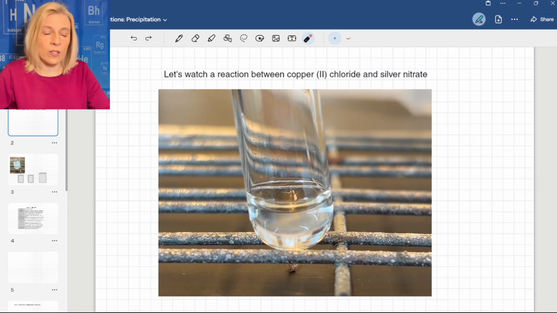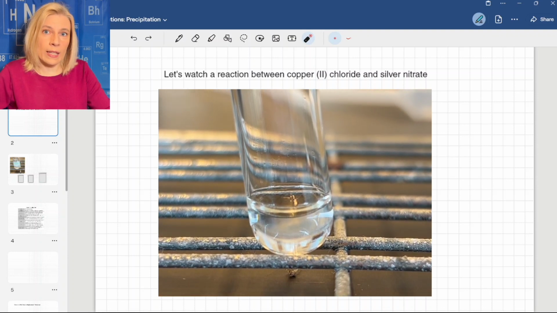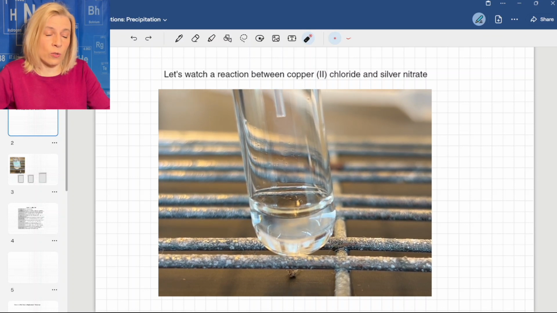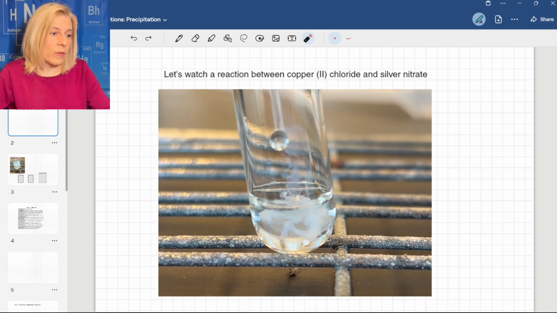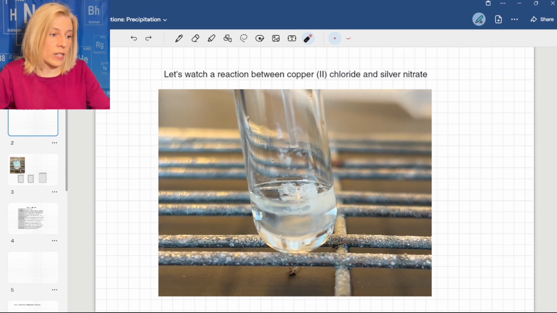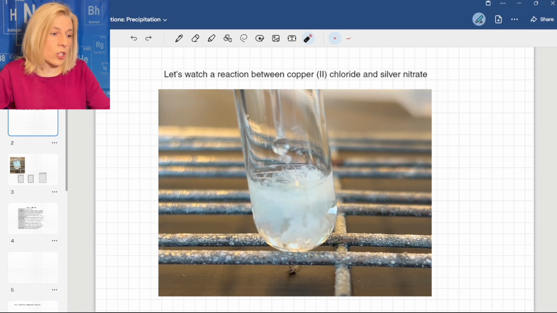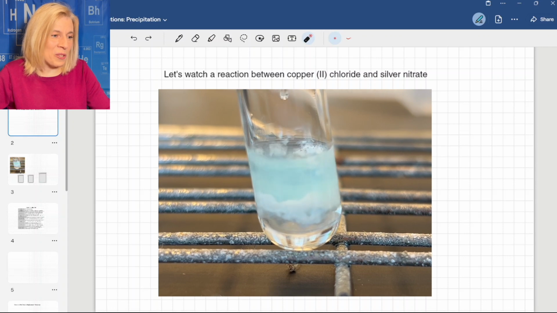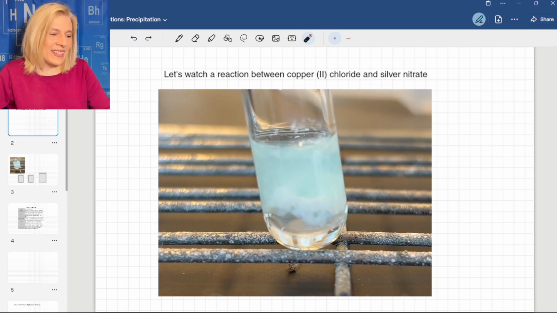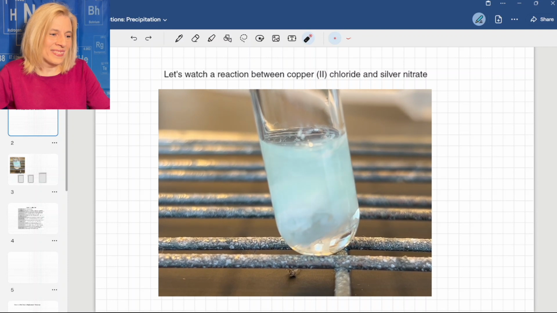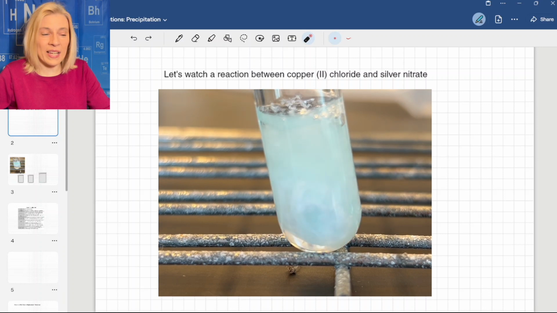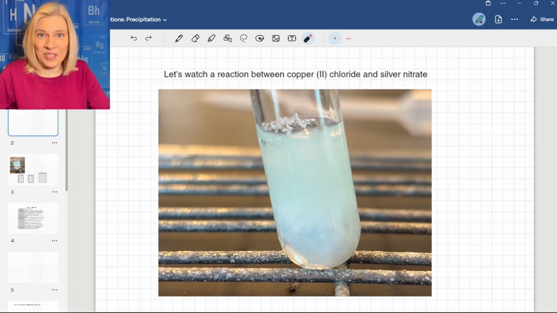So here we have in a test tube a solution of silver nitrate, and I'm going to add a solution of copper 2 chloride to it. Silver nitrate is a clear solution. It looks like water. And look, the solution coming out is also clear. And as soon as the two solutions touch, you have this cloudy precipitate. You can see it actually looks pretty beautiful. And wow. And there you go. It was a beautiful example of a double replacement reaction.